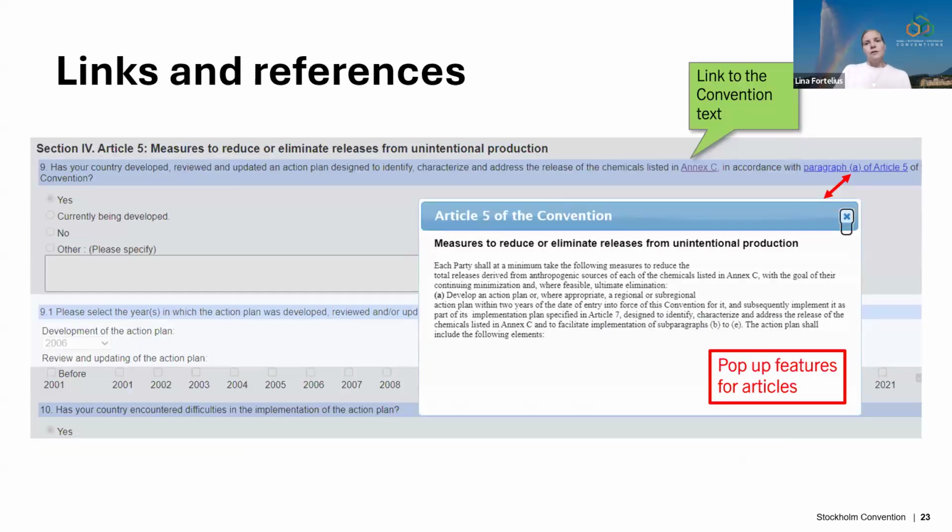One of the features of the electronic reporting system is that for each question, where relevant, there is a link, and the link may pop up as text of the convention or other clarifications, which will help you to easily find the context and the associated section in case you need more information on the requirements.